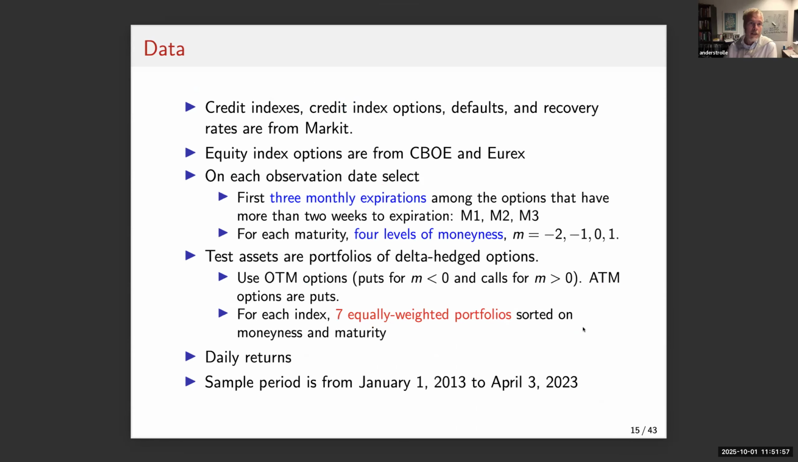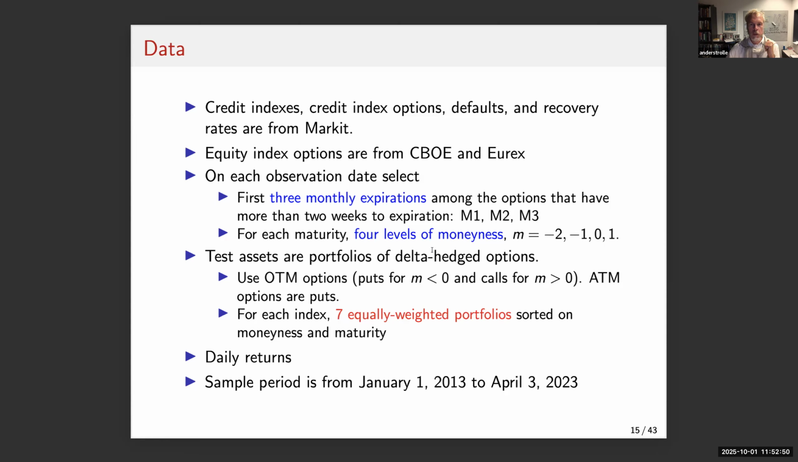And so looking at the data, the credit data on the indices and the options are from Markit. Equity index options are from CBOE and Eurex. So we're basically looking at options on the S&P 500 in the US and options on the Eurostoxx 50 in Europe. And then on each observation date, we look at the 3 monthly expirations among the options that have more than 2 weeks to expiration. And we also look at 4 different degrees of moneyness, where M here is the standardized moneyness measure that basically measures the number of standard deviations that an option is in or out of the money. So here we look at deep out of the money puts, moderately out of the money puts, at the money puts, and moderately out of the money calls.